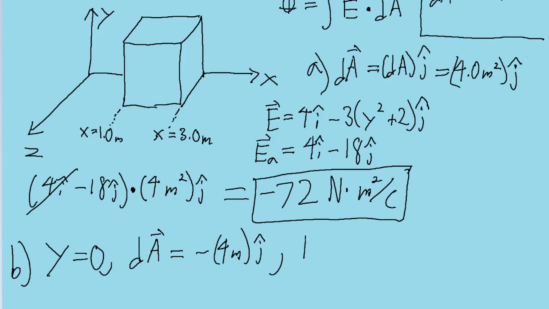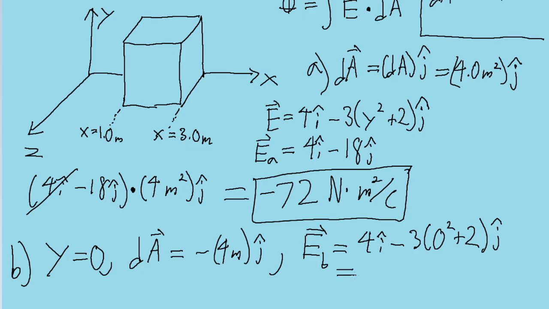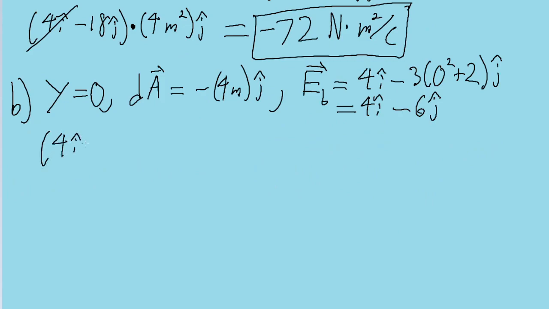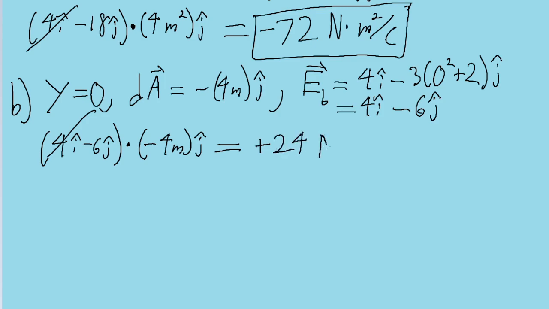And since y is equal to 0, that means that the electric field in this case is going to be equal to 4i minus (3 multiplied by 0 squared plus 2) j hat, which can be more simply written as 4i minus 6 j hat. So that means that for part B of the problem, we are dotting 4i minus 6j with negative 4j. Once again, the i goes away since it's only on the left-hand side of the expression. And so this is basically just the same as multiplying negative 6 by negative 4, which gives us a value of positive 24 newton meters squared per coulomb. So that's the amount of flux through the bottom face.